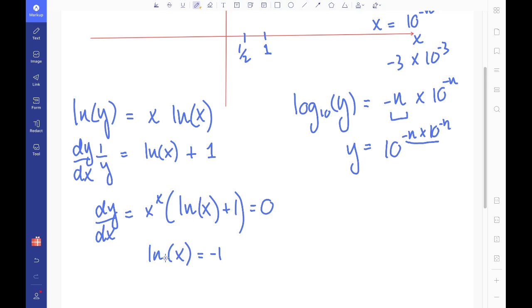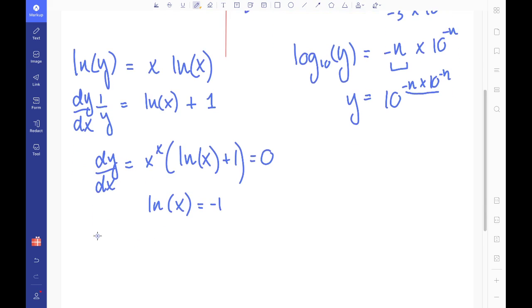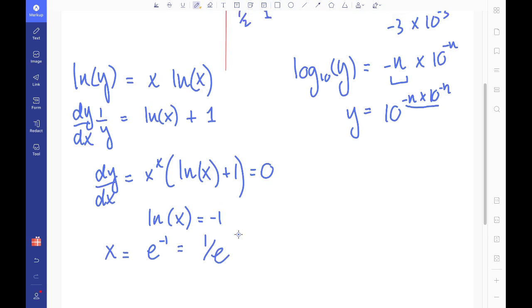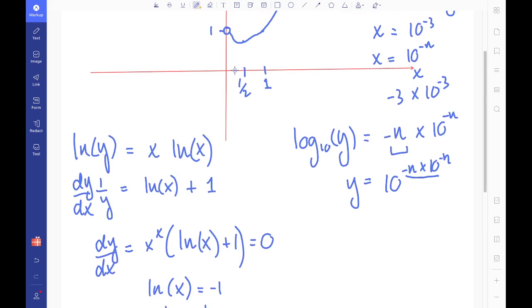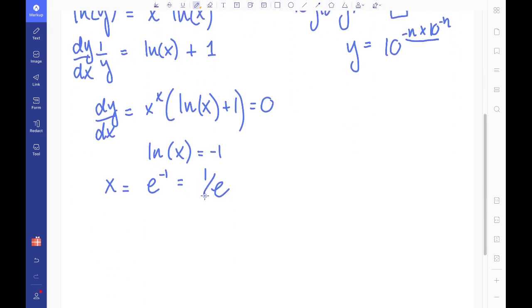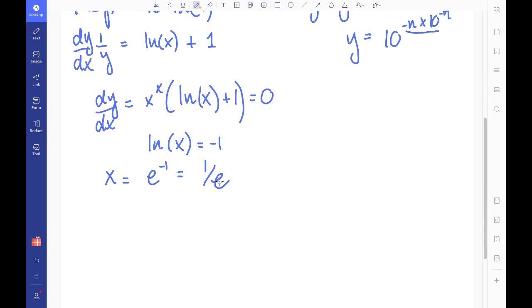This has 0 gradient. So we can put everything to the power of e here and just say that x is equal to e to the negative 1. This is 1 over e. Okay, I think that's about 0.37 or something like that. So this is 1 over e here. Okay, great. And that's our stationary point. If we want to know the y-coordinate of this, we just need to sub it in. So we'd have, in fact, 1 over e to the power of 1 over e.